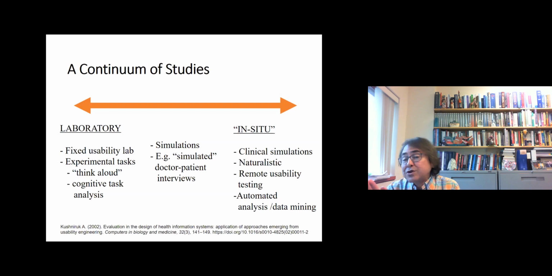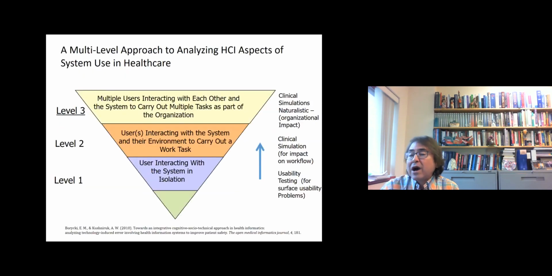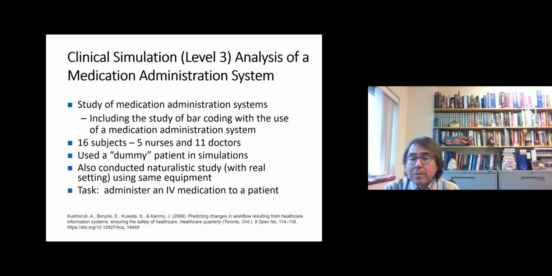What I'm going to talk about now is a progression that we moved into, doing these studies in situ, in the real or realistic setting. This gets into areas also of remote usability testing, which can be done over Zoom, but also automated logging and tracking of users and data analytics, which I won't really get into in this presentation. That gets into analyzing interactions on a large scale. So back to this diagram, we're moving up a notch to a higher level in my third and middle final example.